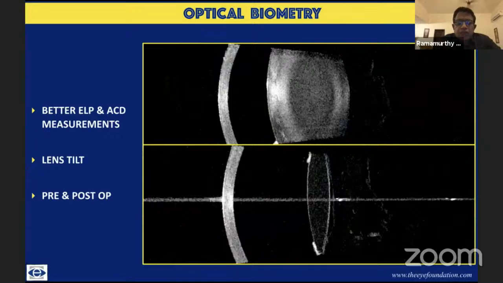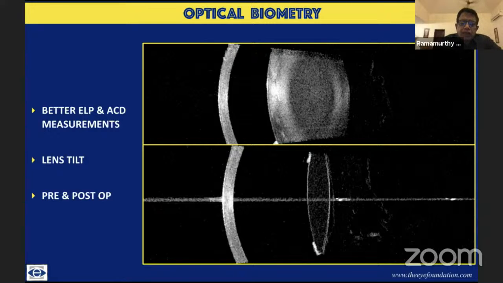There was no significant instrument that was available to us as far as the AC depth was concerned in the postoperative period. But here you can see this is with the natural lens and this is with the pseudophakic lens. And you can see the precision with which the AC depth as well as the effective lens position can be measured with this particular instrument.